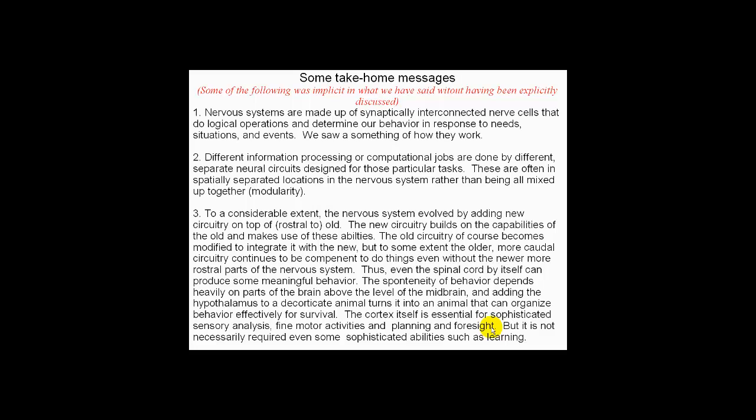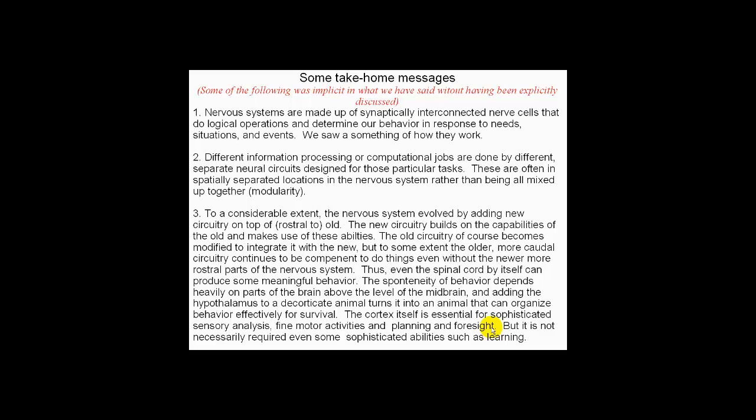We talked about that. And adding the hypothalamus to a decorticate animal turns it into an animal that can organize behavior effectively for survival. We talked about that. The cortex itself is essential for sophisticated sensory analysis, fine motor activities, and planning and foresight. We mentioned that. But it is not necessarily required even for some very sophisticated abilities such as learning. And we did talk about that a little bit, and we'll talk about that some more later.